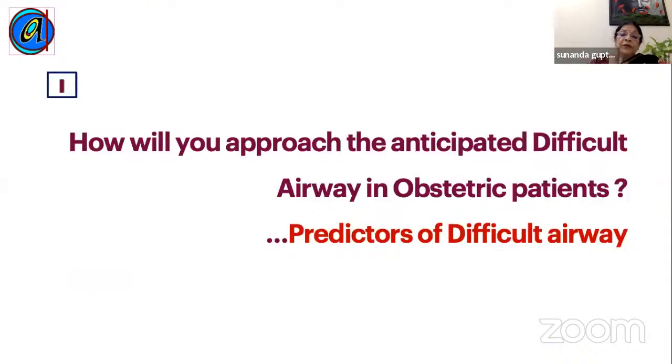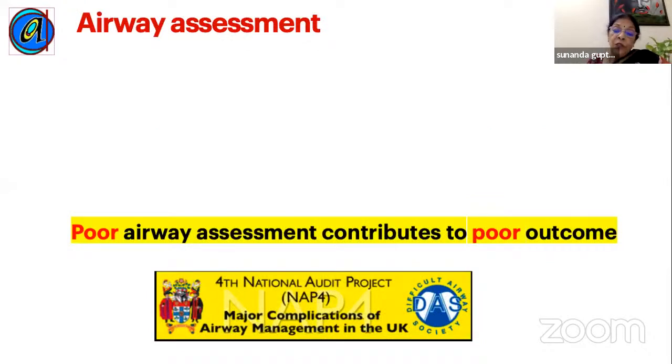So then we come to the first scenario: how will you approach the anticipated difficult airway in obstetric patients? And what are the predictors of difficult airway? The Fourth National Audit Project, which looked at major complications of airway management in the UK, declared that a poor airway assessment contributes to a poor outcome.